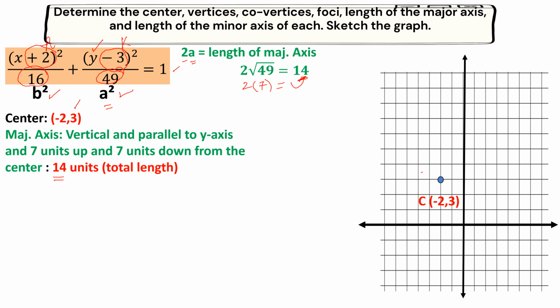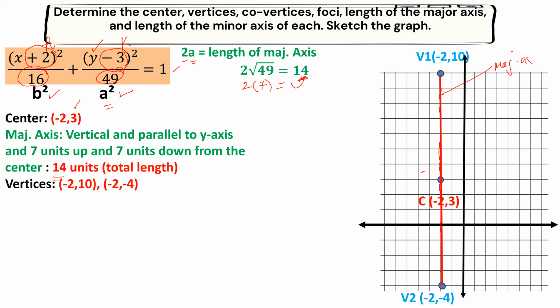So that means 7 units up from the center: 1, 2, 3, 4, 5, 6, 7. And there is your first vertex, or vertex 1. And then the next one is to find the second vertex, that will be counting 7 units down: 1, 2, 3, 4, 5, 6, 7. And that's the second vertex, and that will be negative 2, negative 4. And connecting the two vertices, we have already our major axis.